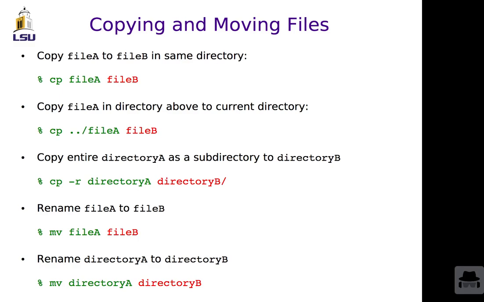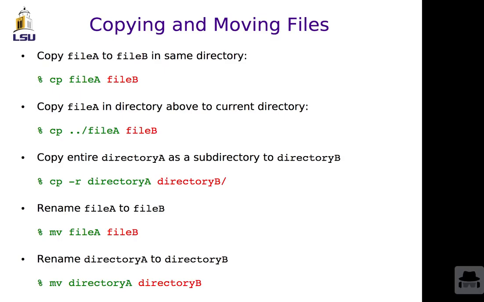Copying and moving files. The standard Unix copy command is cp. So cp file A file B. You're copying the contents of file A to a new file called file B. So cp file A file B.